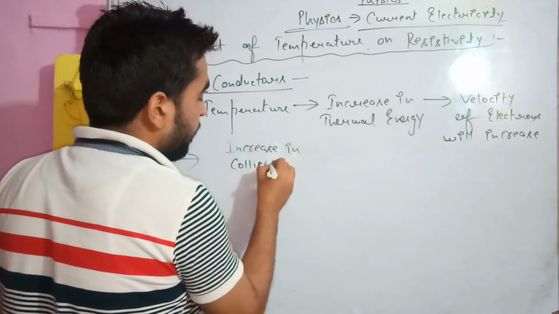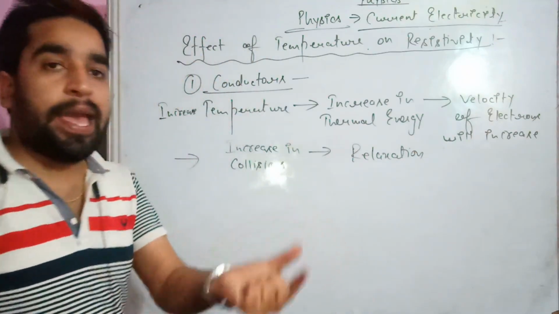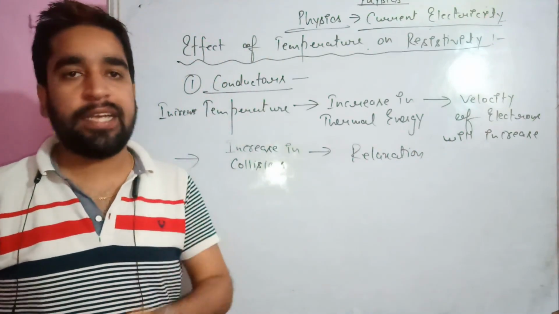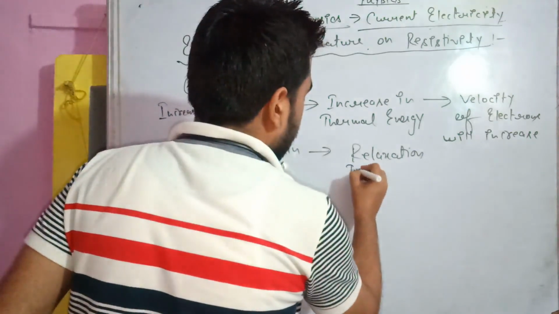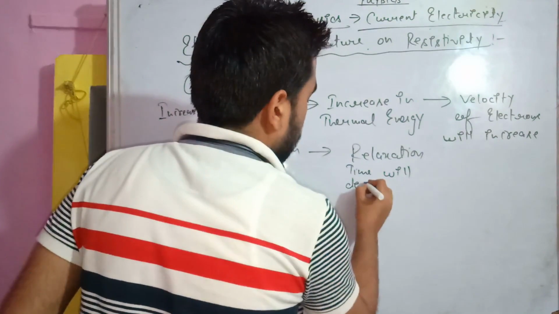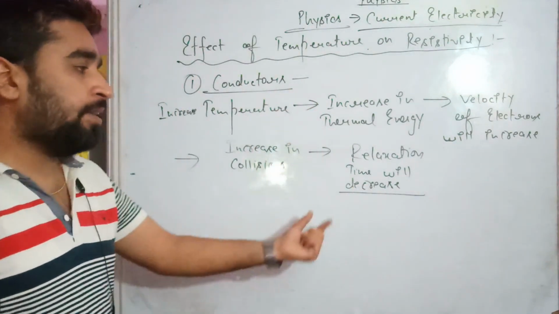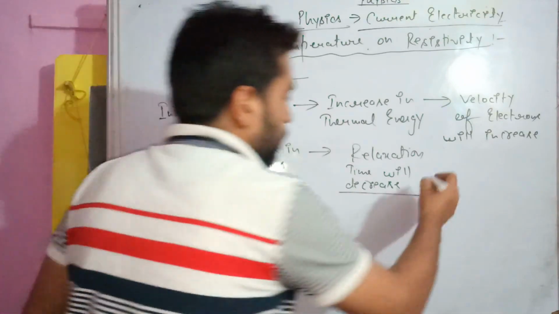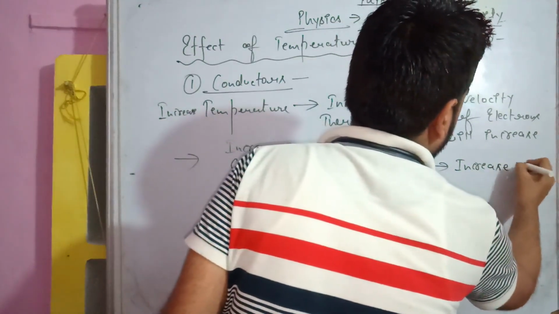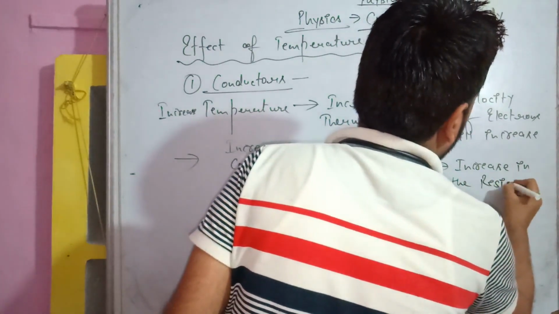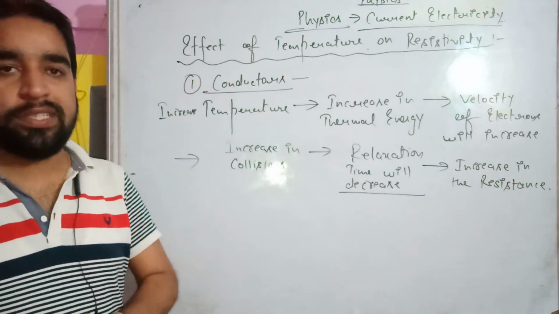Now students, if collisions increase, what about the relaxation time? Obviously the time gap between two successive collisions is the relaxation time. This is the time when the electron travels. So that relaxation time will decrease. Because this relaxation time will decrease and collisions will increase, there will surely be an increase in the resistance. So once you increase the temperature for a conductor, the resistance will increase. So this is what you have to remember.